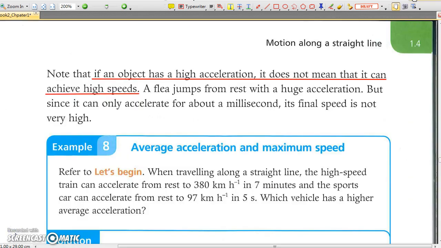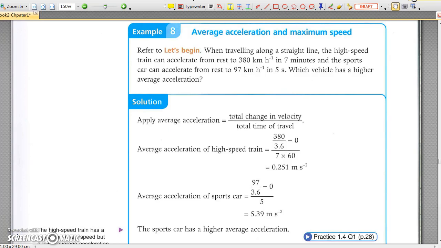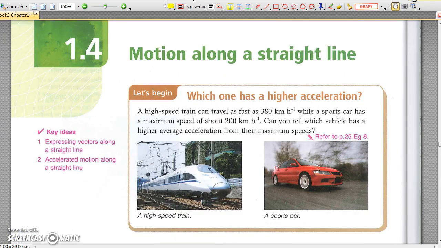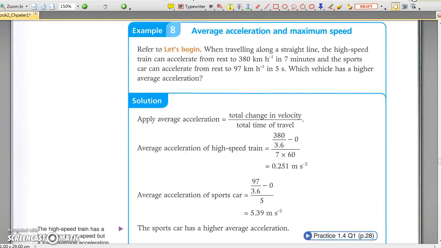By the way, a higher acceleration does not necessarily mean a higher final speed. If the acceleration takes a very short time, the final speed can still be very small. In example 8, we compare the acceleration of a train and a sports car, which echoes the Let's Begin section. The train has a higher final speed, but its acceleration is indeed much smaller. The much greater acceleration of a sports car is uncomfortable to both passengers as well as the driver.